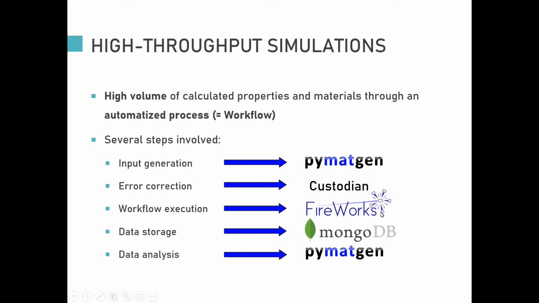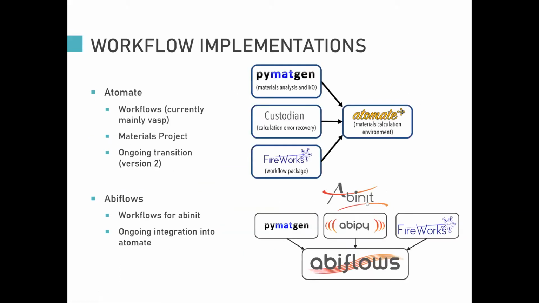We use FireWorks. Now, of course, FireWorks is actually a generic package. It's a workflow management software, but it does not have any information about material science or chemistry. So we have to combine FireWorks with the Custodian package for the error recovery and Pymatgen for the materials analysis and the creation of inputs, for example, to get implementations of workflows.